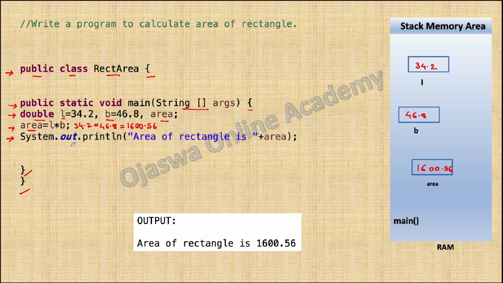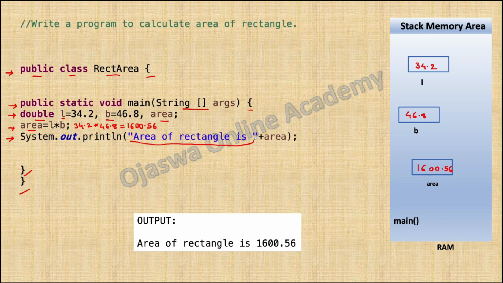We are printing the output to the console. To print anything to the console, we need to invoke println method. Println method belongs to the out object, and out object is defined inside system class. That is why we need to say system.out.println.